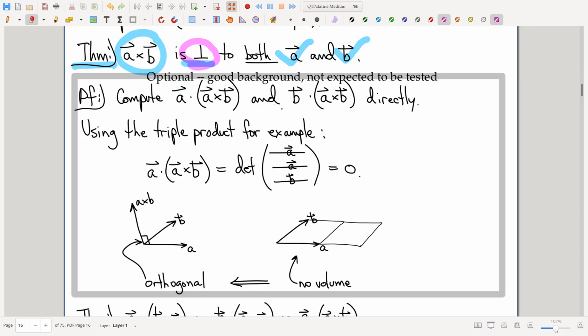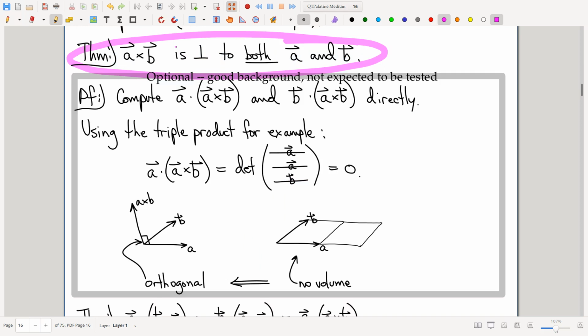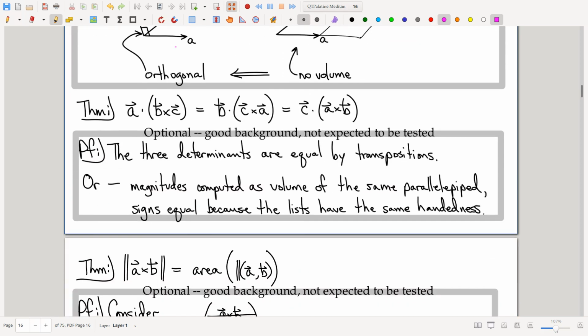You can also make cool arguments geometrically instead of algebraically. Again, I think that's helpful and a good exercise. Look at that if you'd like, but do make sure that you know the result. Cross products are orthogonal to both inputs. Likewise, when you cycle triple products, you don't change the value of the triple product.